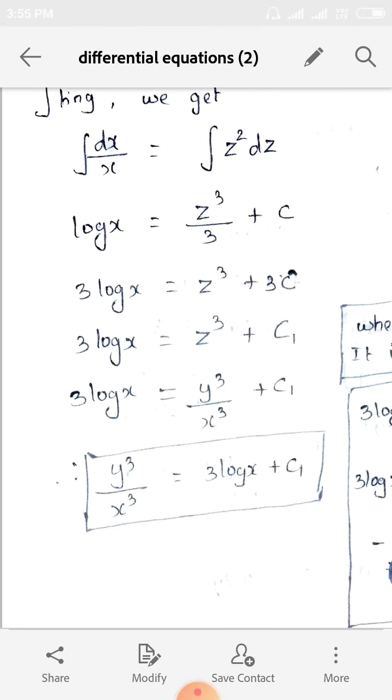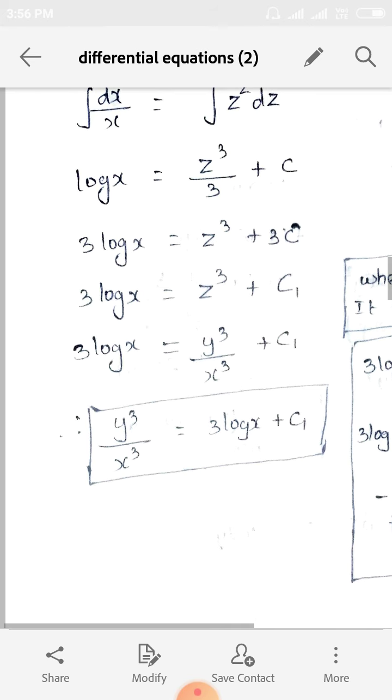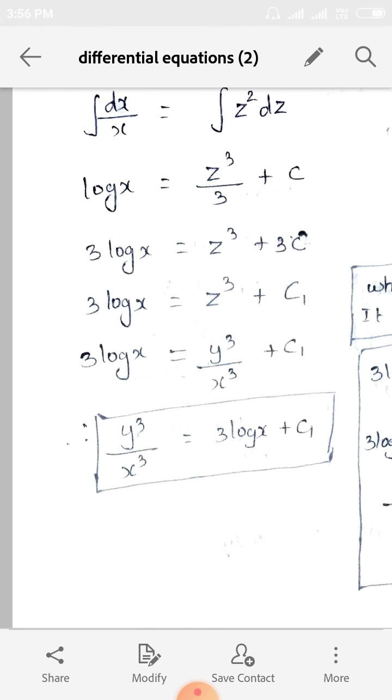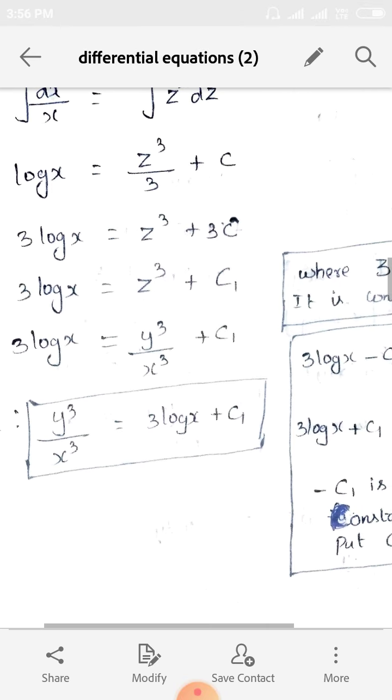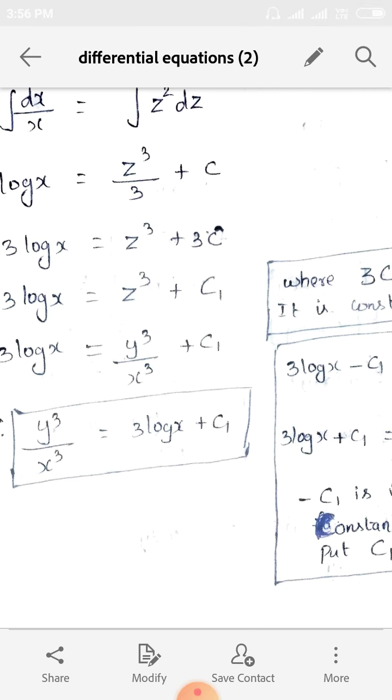Right. What is the integration of dx/x? We get log x. Log x is equal to the integration of z², z³/3 + c. The next step is taking LCM. So we get 3 log x = z³ + 3c. The constant becomes 3c. See the constant 3c, where c is nothing but an integration constant. So after taking LCM, we get 3c.